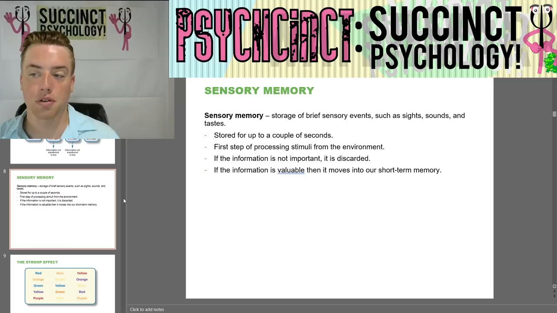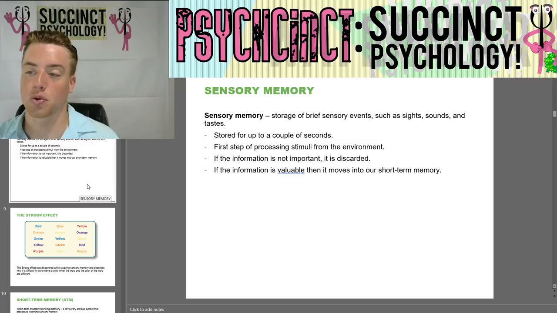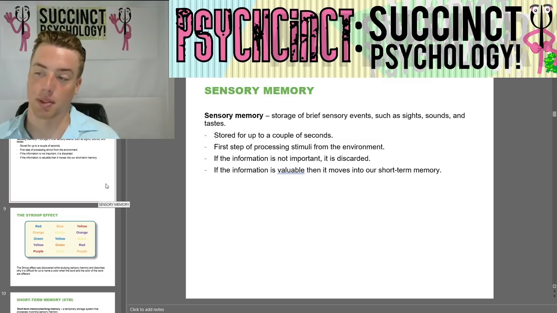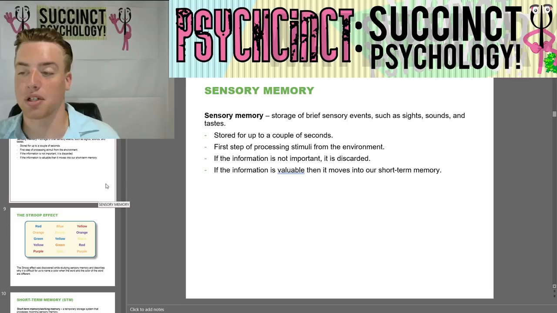So sensory memory is storage of brief sensory events, such as sights, sounds, and tastes. It's stored for up to a couple of seconds in the first step of processing stimuli from the environment. If the information is not important, it is discarded. And if the information is valuable, then it moves into our short-term memory.